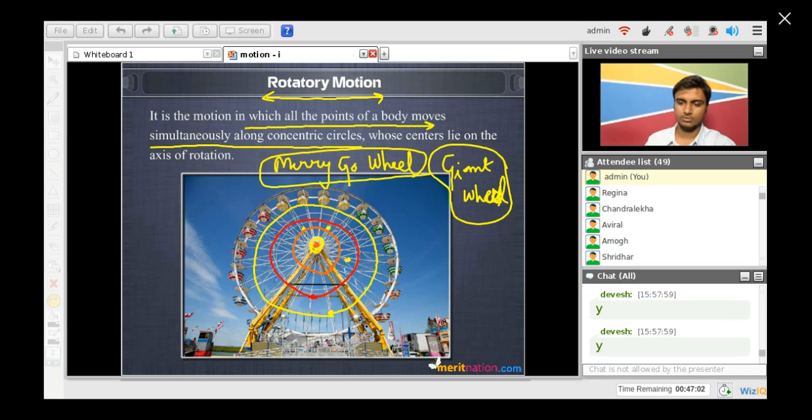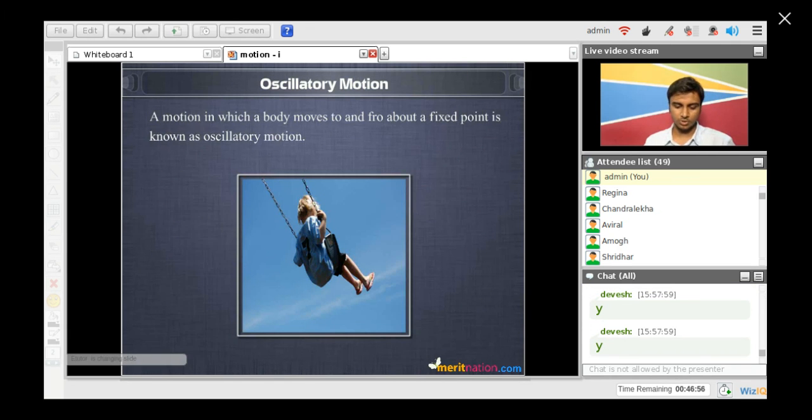This was about rotatory motion. Let's then move ahead and talk about oscillatory motion. Oscillatory motion is basically when the object moves to and fro about a fixed point.